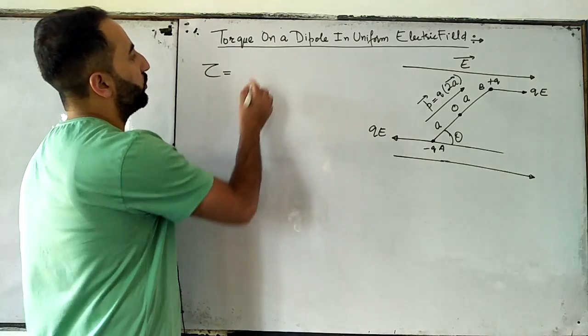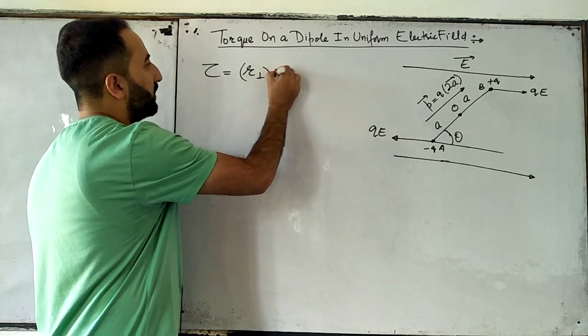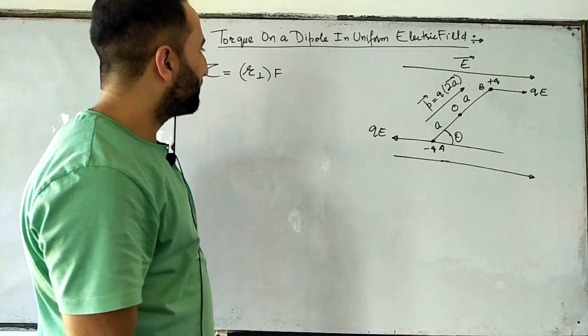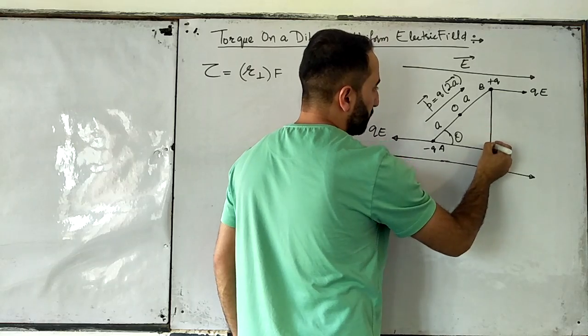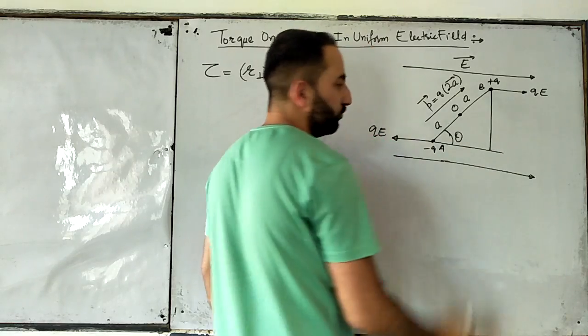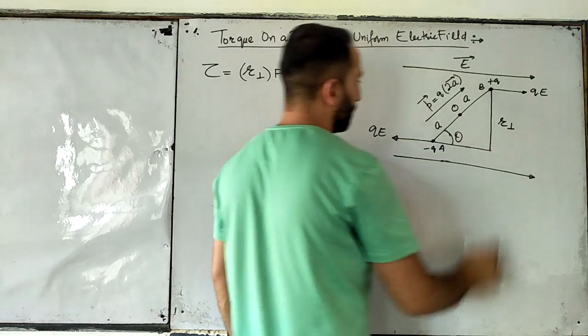Now torque is equal to r perpendicular multiplied by F. What is this r perpendicular? R perpendicular is the perpendicular separation between the two forces. So here we have this and this, they form two forces. So here is r perpendicular. Okay, beta? This is r perpendicular.